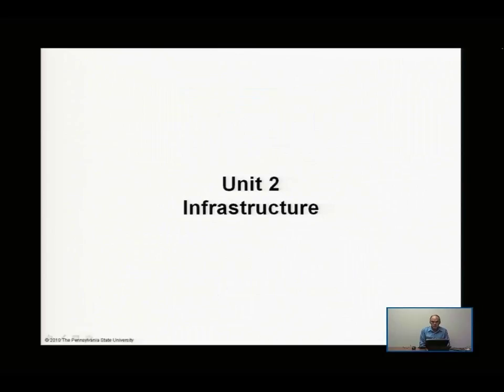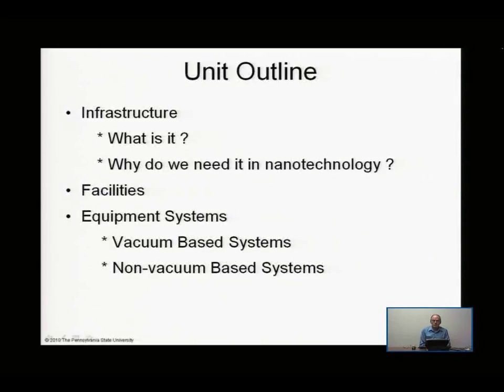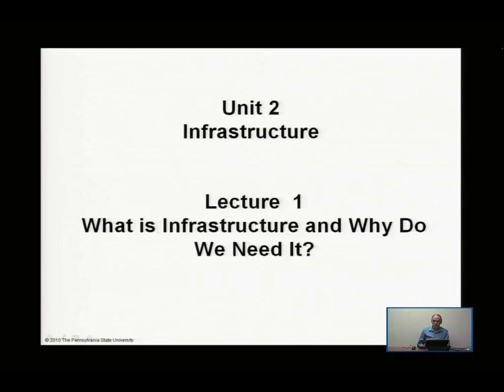We are beginning today Unit 2, which covers infrastructure. And this unit has the following outline. Today we will be discussing infrastructure. What is it? Why do we need it in nanotechnology? And then in subsequent lectures, we'll be discussing facilities and equipment systems. In the case of equipment systems, we'll talk about both vacuum-based systems and non-vacuum-based systems.